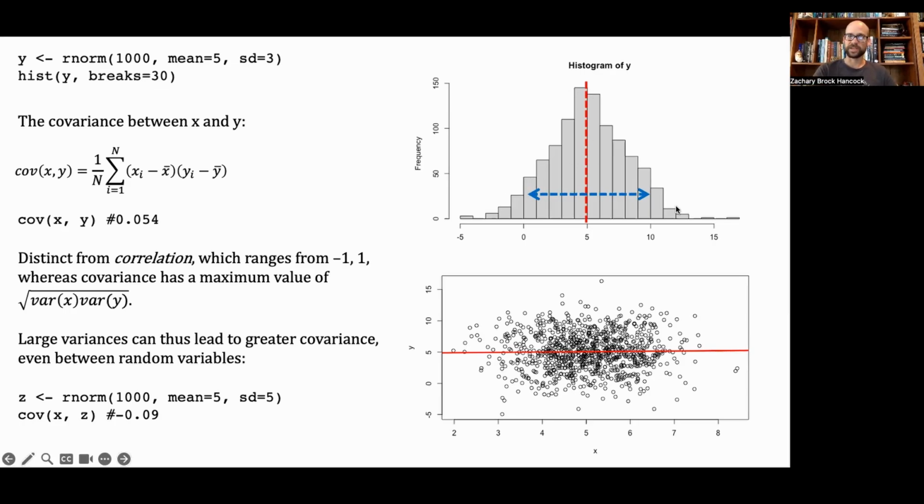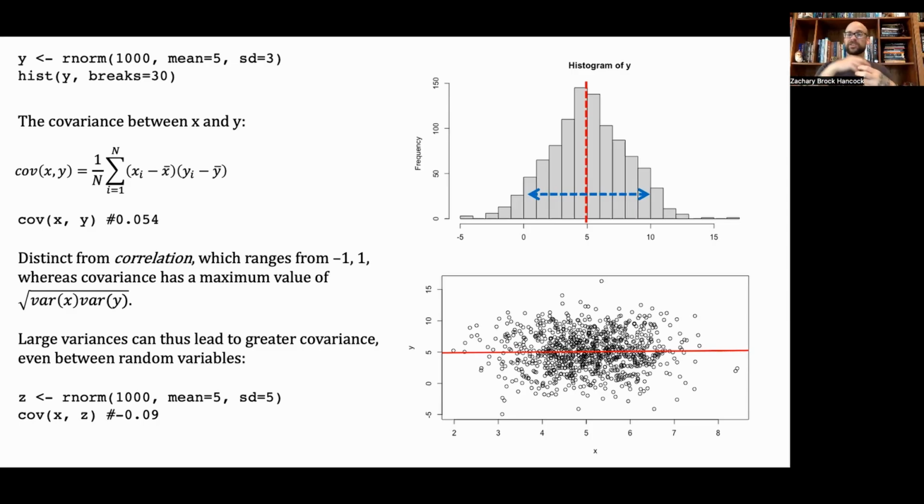So this is the histogram. You can see the mean is still around 5, but notice that the variance is much larger. So instead of being simply a variance of 1, the variance is actually quite large here. Okay, so what then is the covariance between x and y?